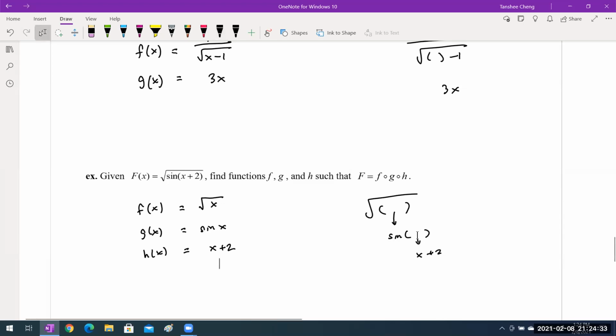And it's very important that you be able to see that very quickly and correctly, which is the most outer function, the next inner, and the most inner, in that order.